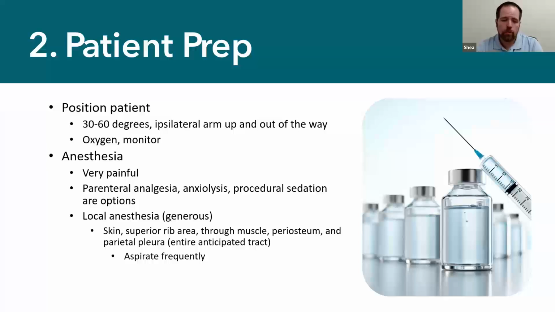Remember, when we're doing our local anesthesia, we want to do kind of outside in. So we're doing the skin, we're doing the superior rib area. Remember, we're going up and over the rib. We'll talk about that. You want to go through the muscle, hit the periosteum, and you want to actually go all the way to the parietal pleura. Aspirate as you go. You'll probably get that rush of air or blood as you enter into that pleural space. But you want to numb up the entire tract that you're going to be placing that chest tube. It's not so much the scalpel when you make the first cut, but it's the blunt dissection. It's the kind of tearing of the muscle that can be really, really painful.